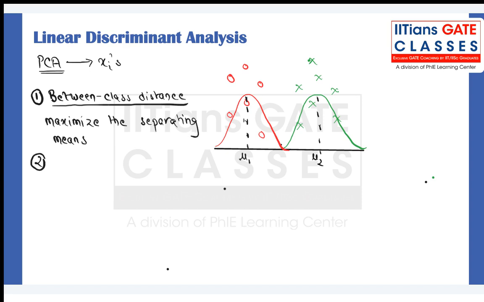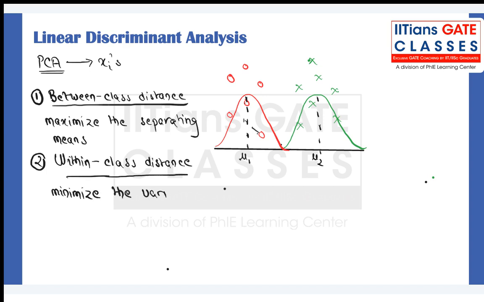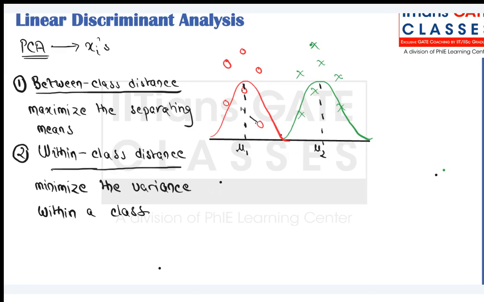And the second thing is the within class distance, which means within a class, the distance of the data points from the mean squared, which is the variance, whose root is the standard deviation. It tries to minimize the variance within a class. So between class distance means maximize the separating means. If I spread out these two distributions, then the probability of error will be less. And also if I try to minimize the variance within a class, just thin out the curve, then also the probability of error will reduce.